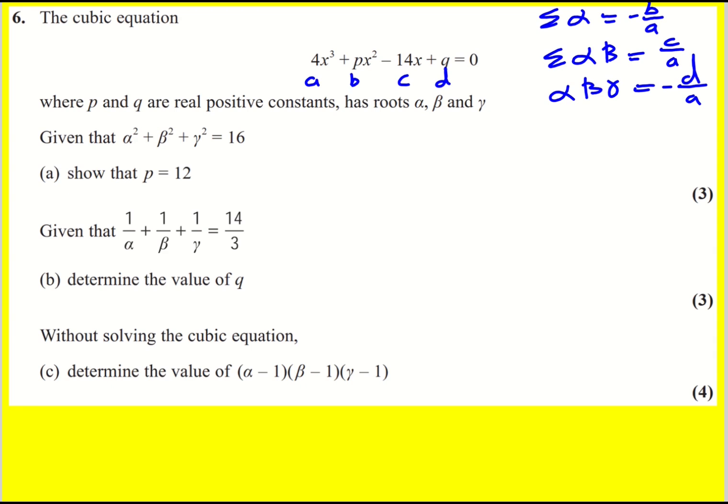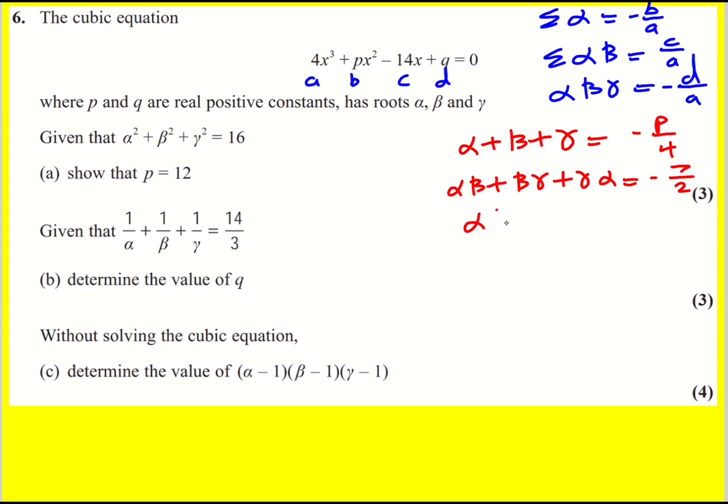And now let's write that down again, but with our actual numbers. So alpha plus beta plus gamma is going to be minus p over 4. Alpha beta plus beta gamma plus gamma alpha is going to be minus 14 over 4 or minus 7 over 2. And alpha beta gamma is going to be minus q over 4. Right, how to use that?